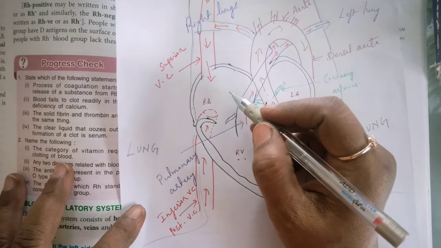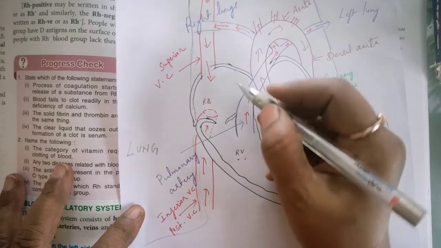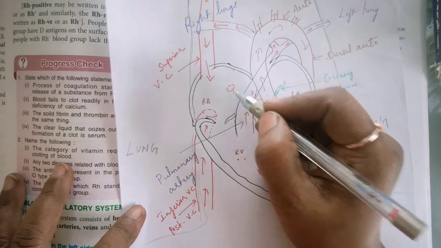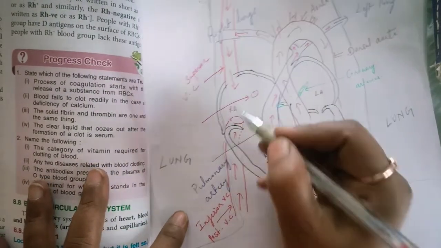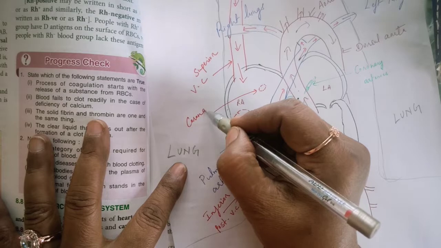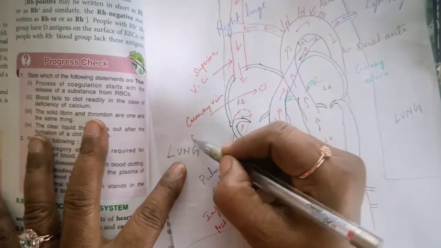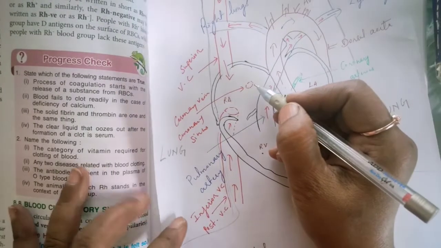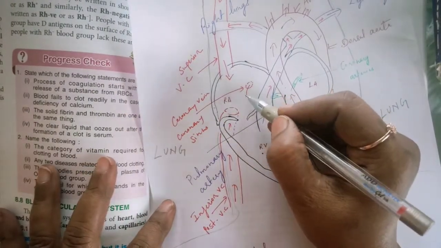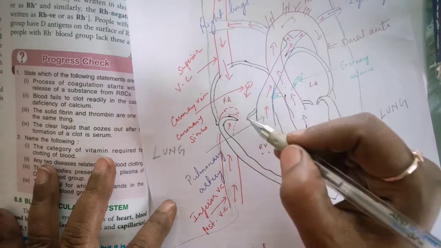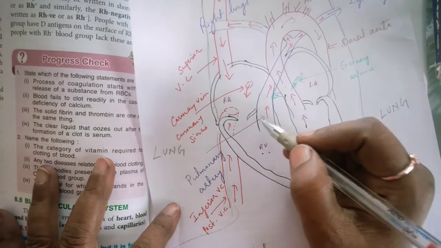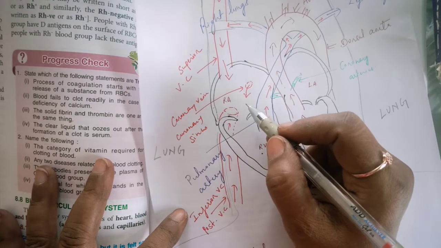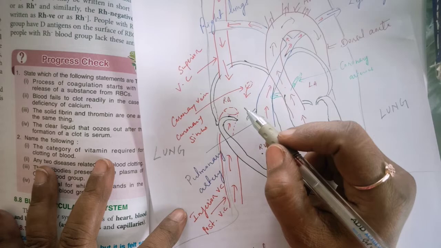Another important blood vessel enters here in the right auricle, the opening of which I am showing over here, and this is known as the coronary vein, or the coronary sinus. This coronary vein brings deoxygenated blood into the right auricle from the cardiac muscles of the heart. So three blood vessels are bringing deoxygenated blood into the right auricle of the heart.